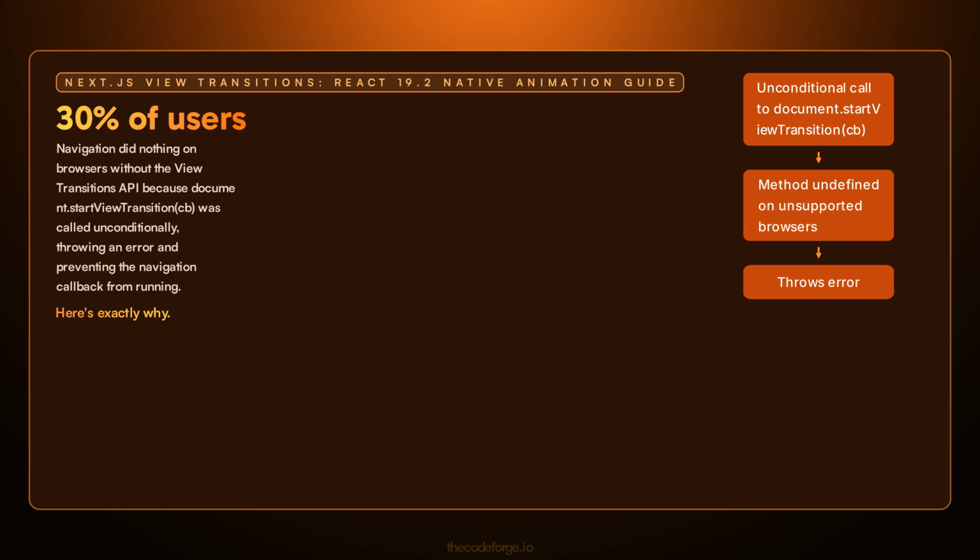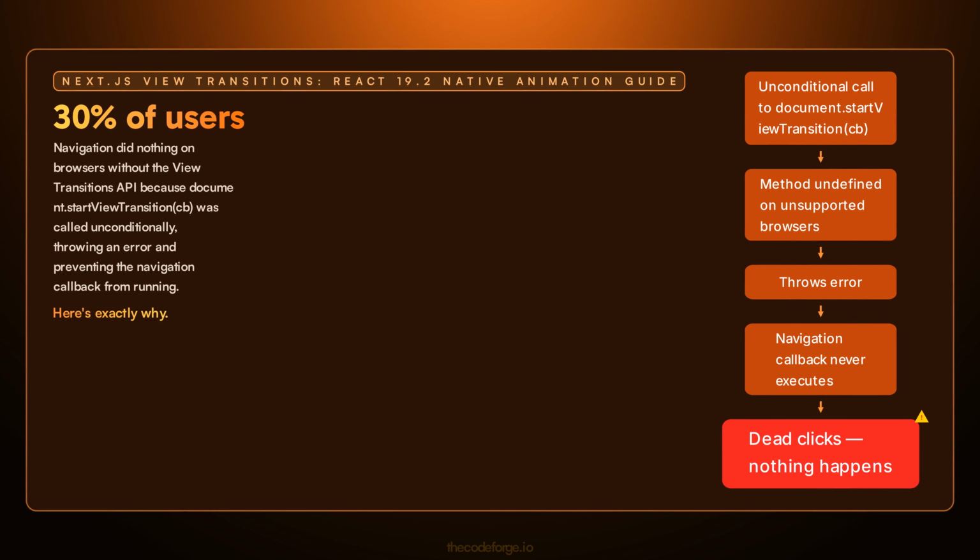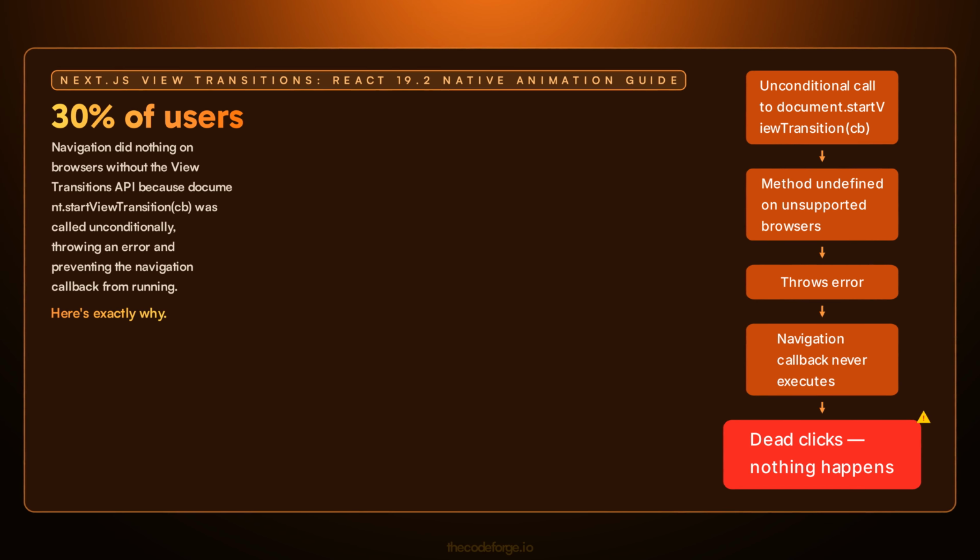After shipping animated route transitions, support lit up. Navigation did nothing for 30% of users. The culprit? An unconditional call to an undefined API.